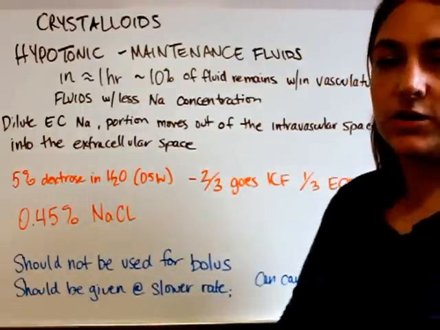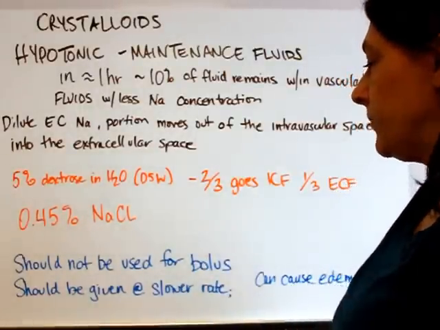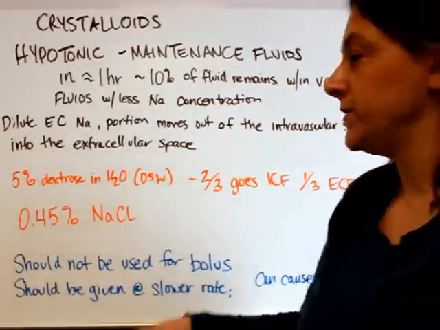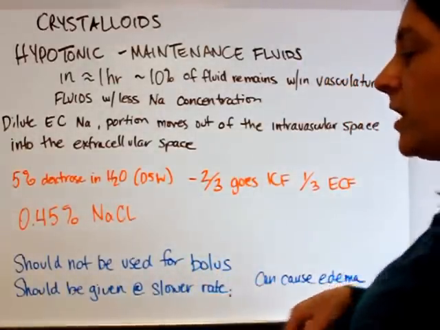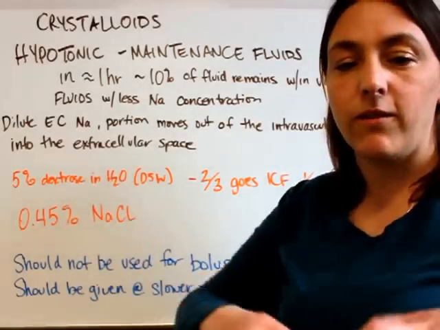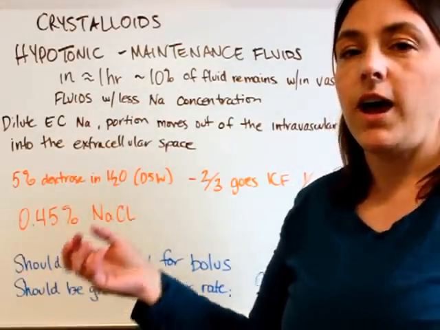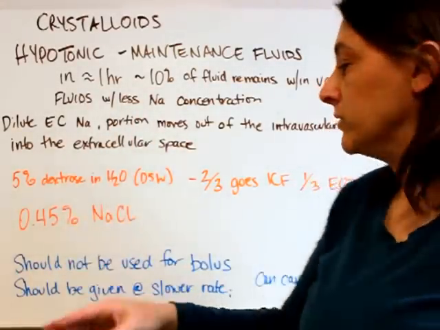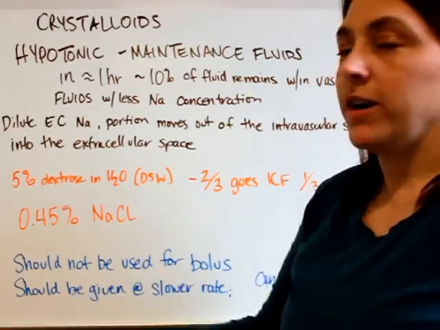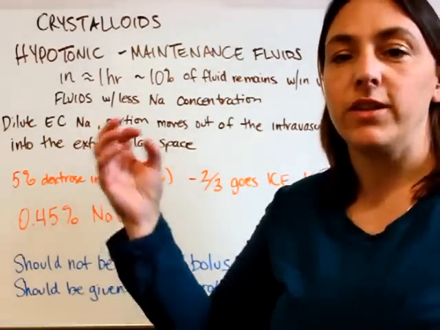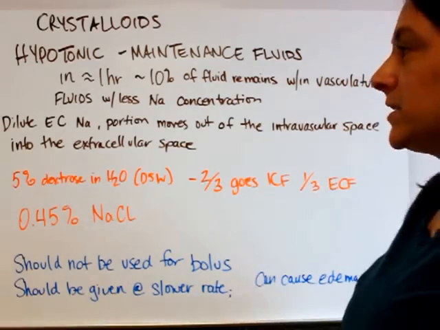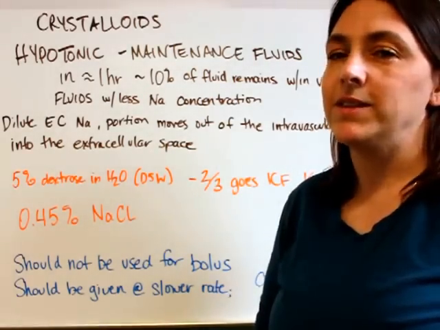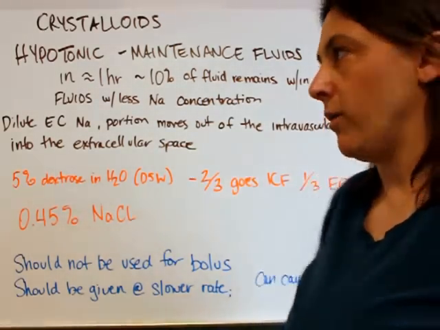There are some things you need to remember about this though. You should never use maintenance fluids for a bolus. The reason is it can cause edema, because it's basically filling everything up. Hypotonic puts everything in. You need to make sure you give these at a slower rate, so you certainly would not be giving these at, say, 100 mLs per hour.